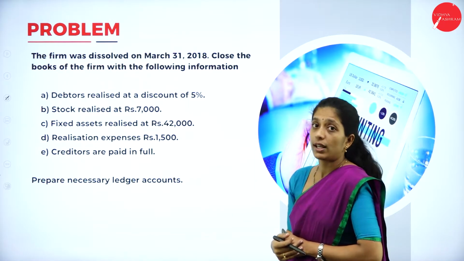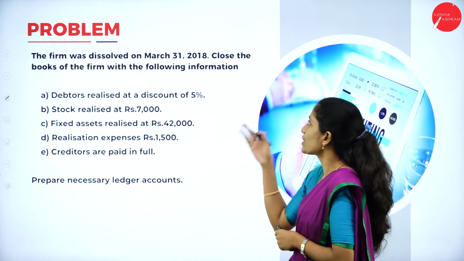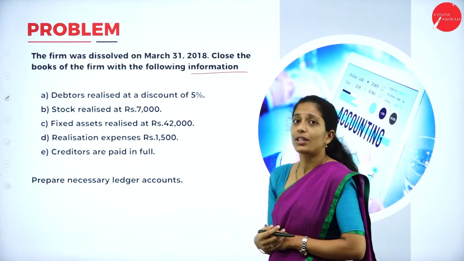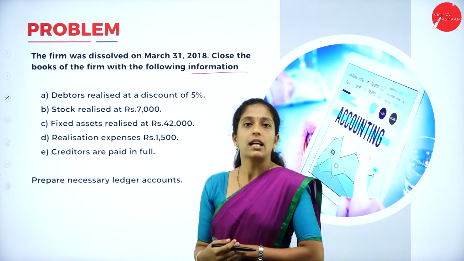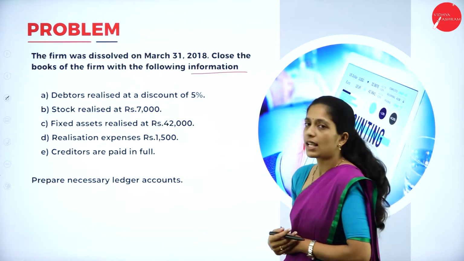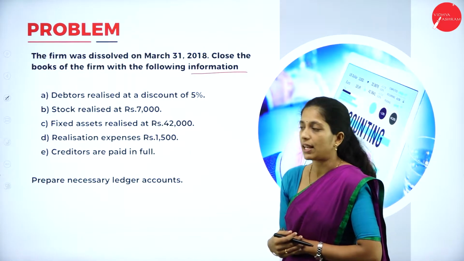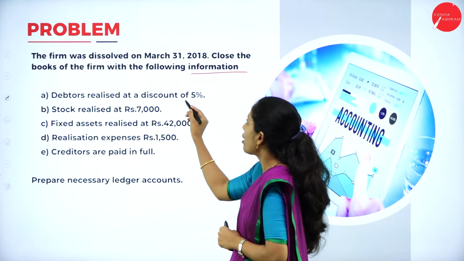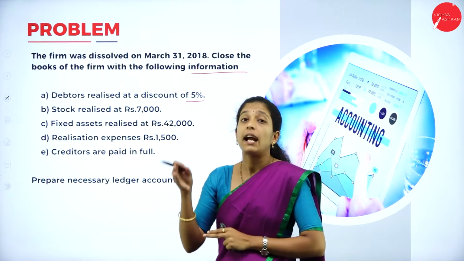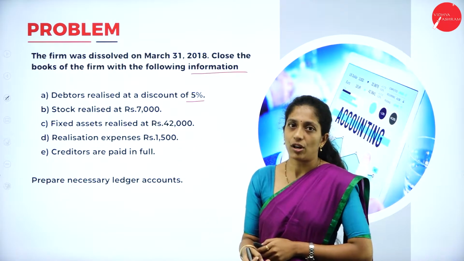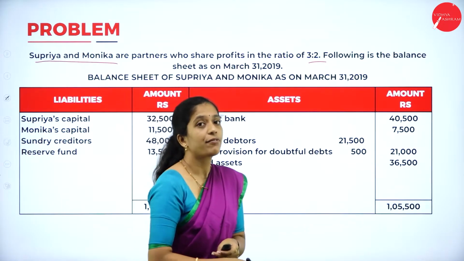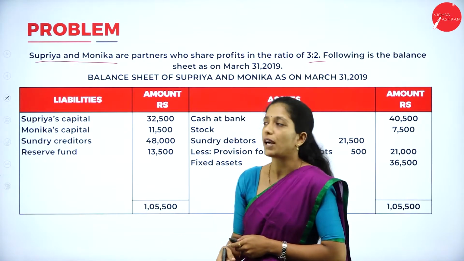Now, let us see what adjustments they have given. The firm was dissolved. In the sense, the firm has been closed on 31st March 2018. Close the books of the firm with the following information. So, they have given certain information and they are asking us to prepare accounts during dissolution of partnership firm. Let us see what information they have given. Debtors realized at a discount of 5%. So, here debtors has been sold or it is been realized at 5% less than the amount. Now, what is the amount of debtors here? The amount of debtors is 21,500 and they have told that they have sold at a discount of 5%.